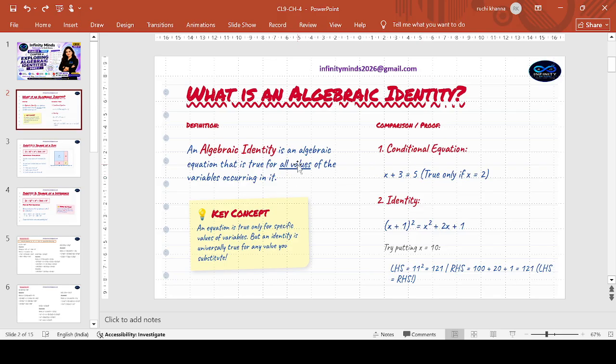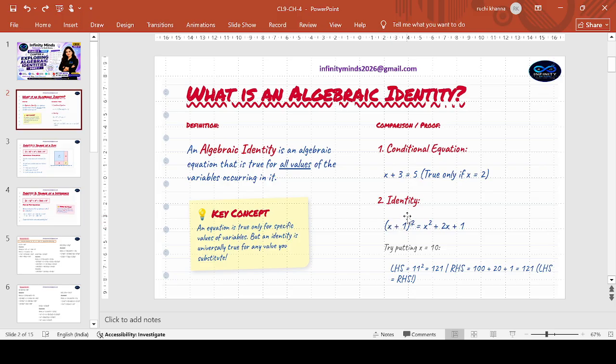An algebraic identity is an equation that is true for all values of the variables occurring in it. Now see students, we've just done equation solving before also. x plus 3 equals 5. So x plus 3 was an expression, and it is equal to something. It will be true for only a particular value of the variable. But on the contrary, an identity is something which is true for any value of the variable.